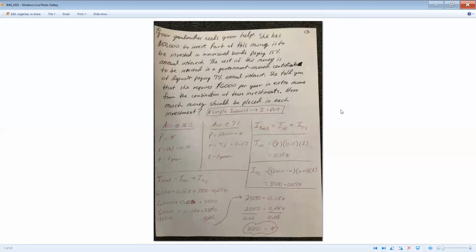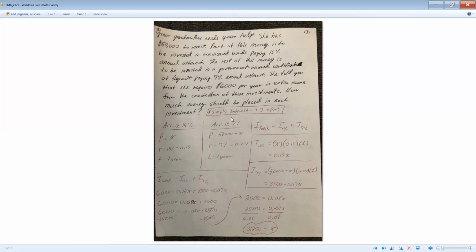All right, here's another one. Your grandmother needs your help. She has $50,000 to invest. Part of this money is to be invested in non-insured bonds paying 15% annual interest. The rest of this money is to be invested in a government-insured certificate of deposit paying 7% annual interest. She told you that she requires $6,000 per year in extra income from the combination of these investments. How much money should be placed in each investment?